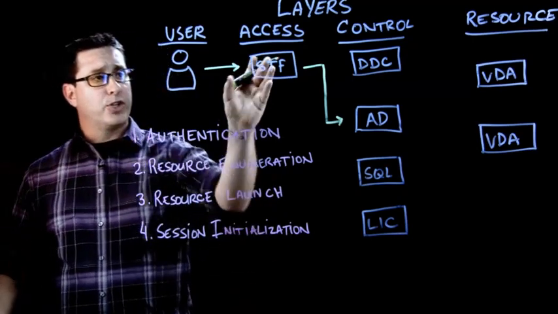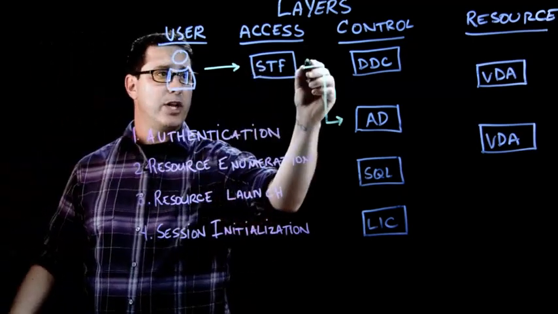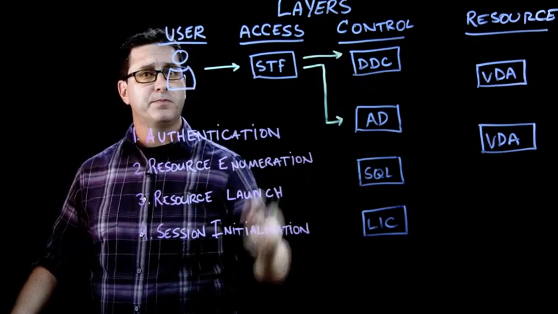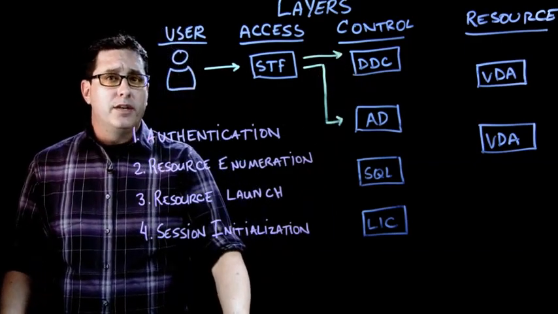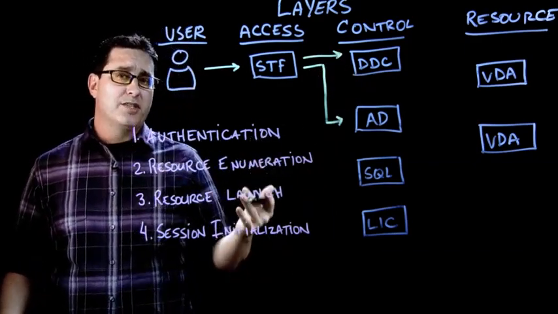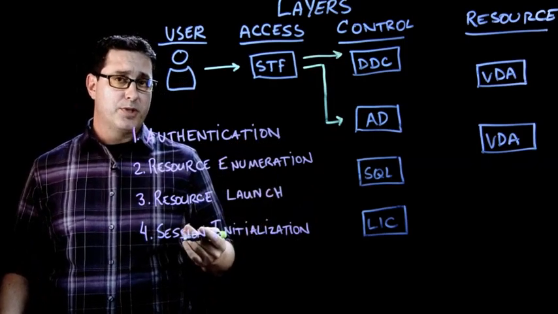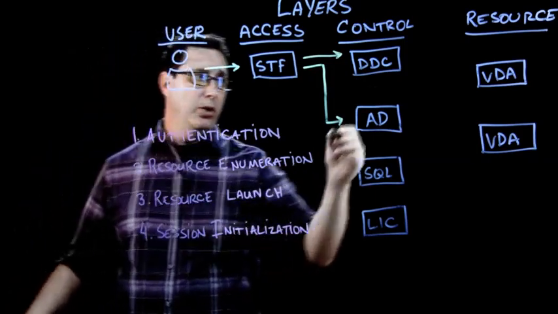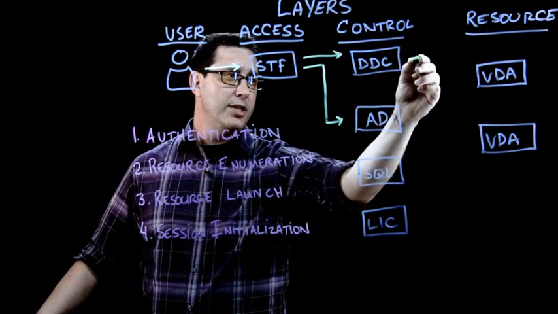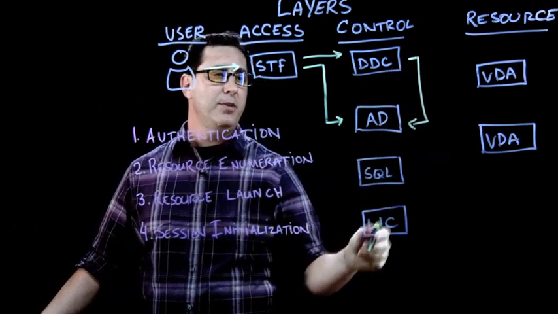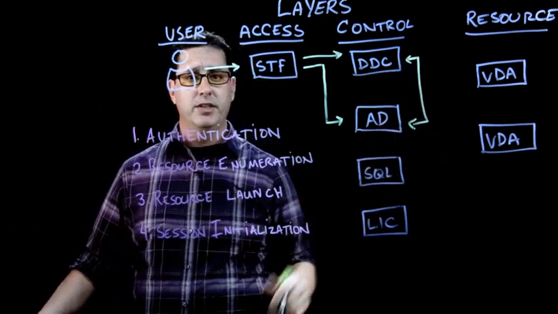So Storefront has the credentials for the user. Storefront passes the credentials over to the DDC. And the DDC needs to retrieve the list of Active Directory security groups that this user belongs to. So DDC will go ahead and contact AD for that information, and AD will go ahead and send it back to the DDC.